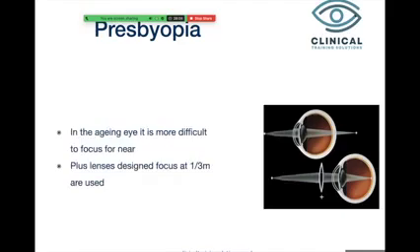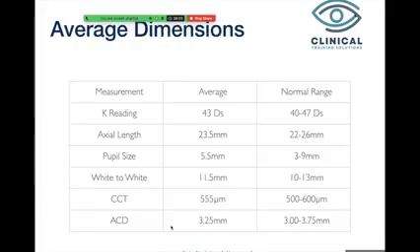And this prescription is really designed for about a third of a meter. So here, if I looked around, I would see everything a bit blurry, but at this ideal distance of a third of a meter, I can see everything nice and clearly with these lenses. Okay, and these are the average dimensions.